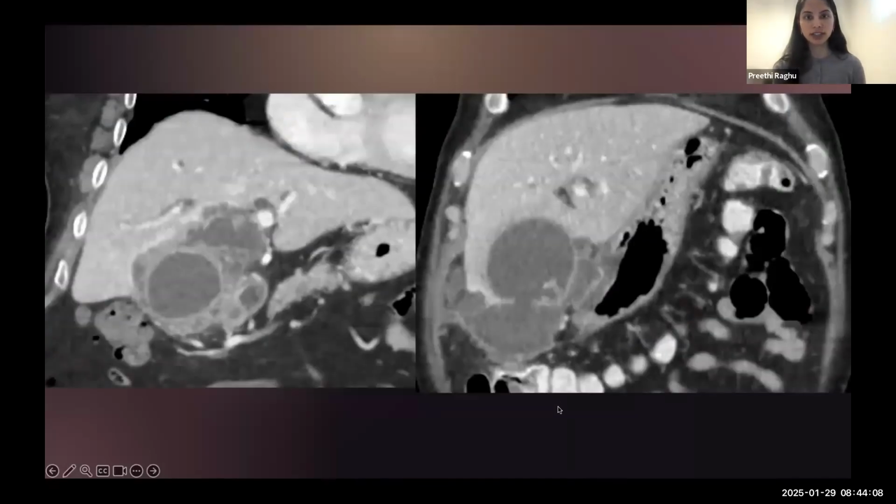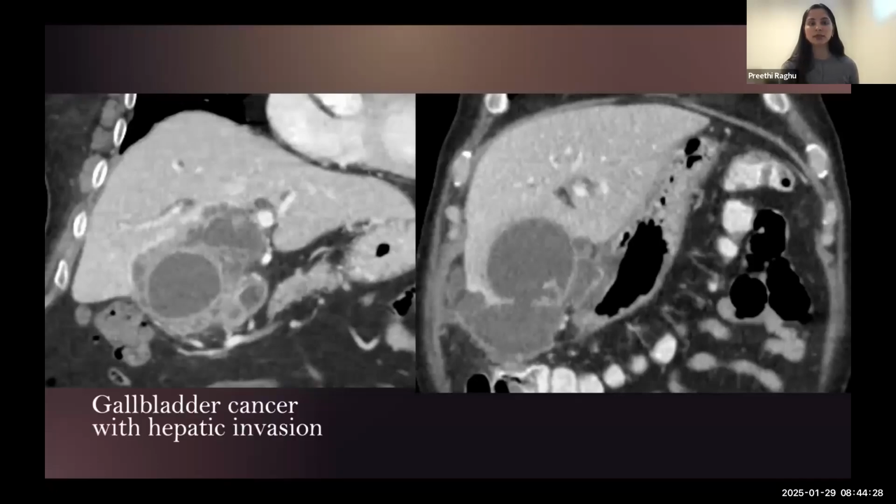But we do have challenging cases like this where we get this sort of cystic, irregular looking gallbladder that goes outside the expected contour of the gallbladder itself. So this begs the question of, is it chronic cholecystitis? Is it cancer? And the truth is, we can't tell, because this one ended up being gallbladder cancer with hepatic invasion, and this one ended up being gangrenous cholecystitis with perforation. So these can have a significant overlap on imaging.